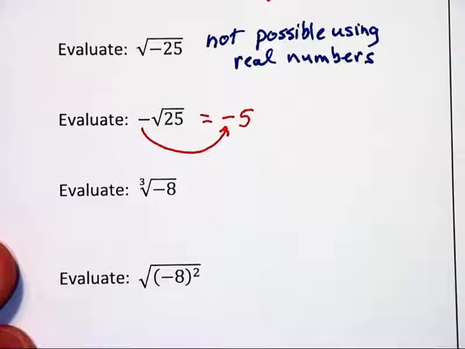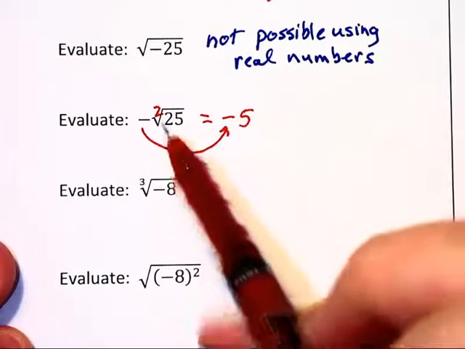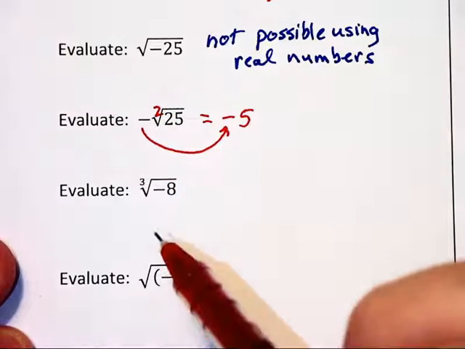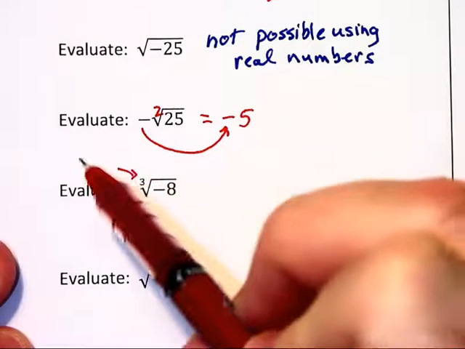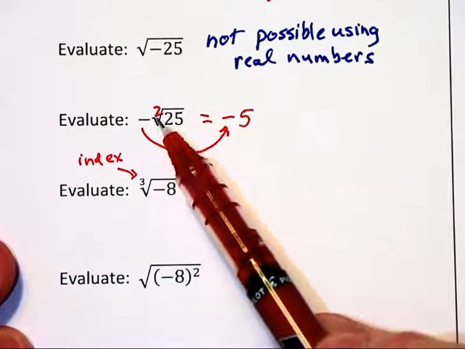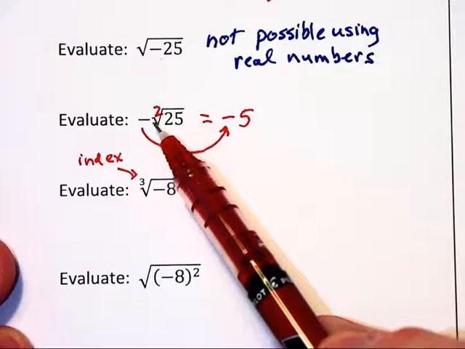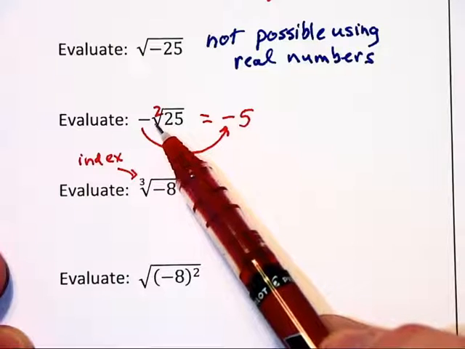Now, something to mention about square roots. There's an understood little 2 right there, and that position is called the index of the radical that tells you that it's a square root. We do not write the 2 there because most roots are square roots, and it's like a 1 in front of an x. We don't want to write that 1 all the time.